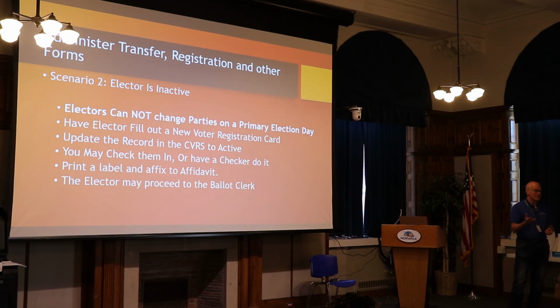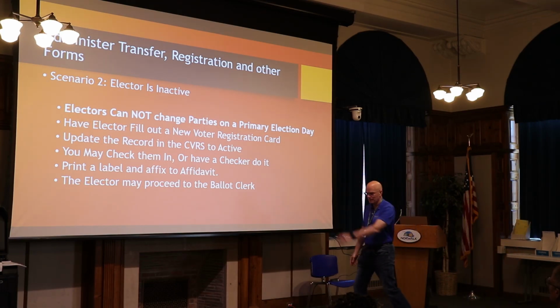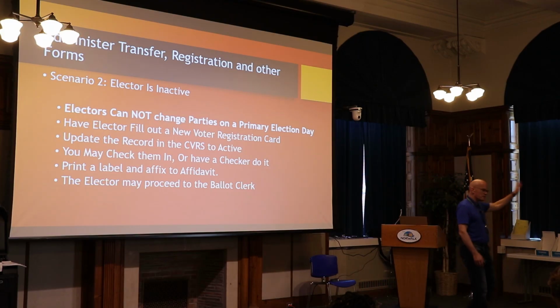You can check them in as an assistant registrar, or you can send them to the checker, but since you're there, you might as well do it. Print the label, fix it to the affidavit, and then send them off to the ballot clerk. So if they're inactive and they are a party member in Norwalk, they can be reactivated if they provide the proper ID. If you remember that ID page, left side.